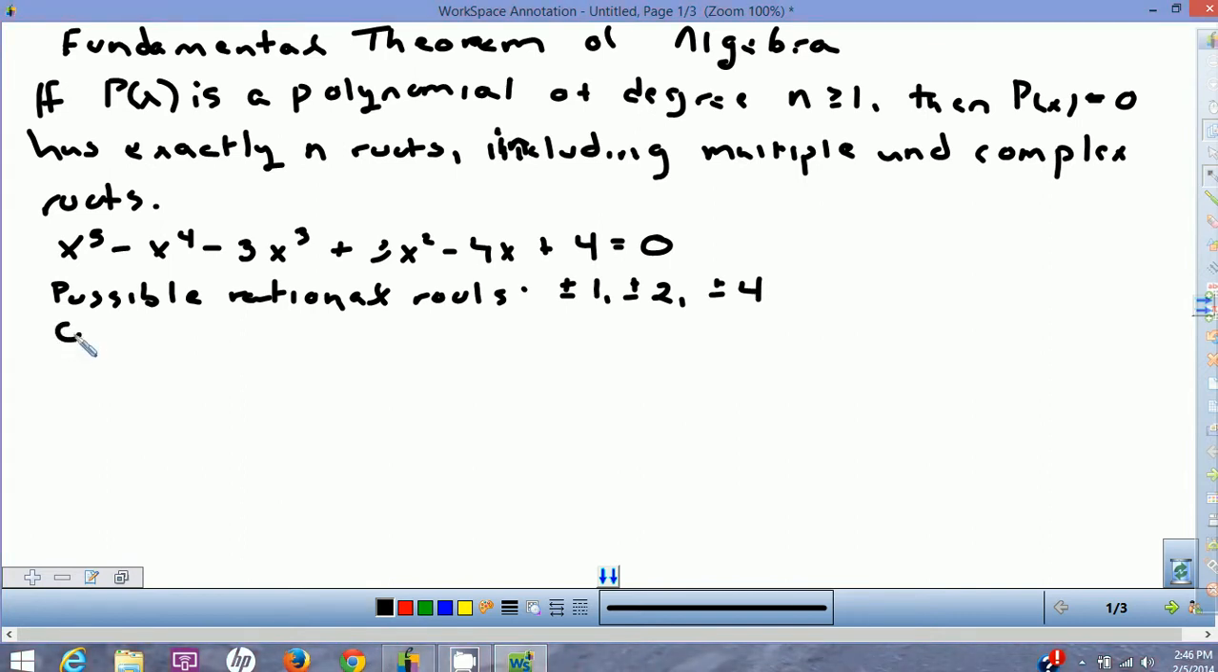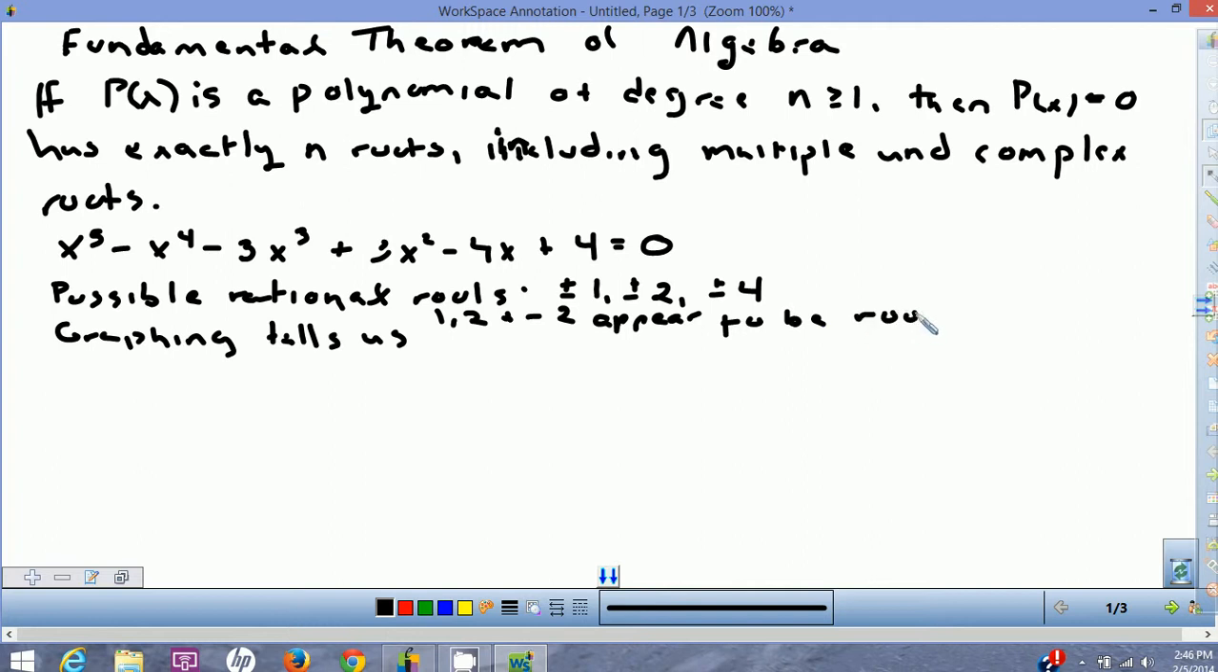So if I go back and graph this on my calculator and look, because I don't want to test all of those if I don't have to, it looks like probably 1, 2, and negative 2 are roots to this polynomial function. They appear to be roots. So let's find out. Are they roots or are they not roots? Synthetic division is probably the easiest way to do this.